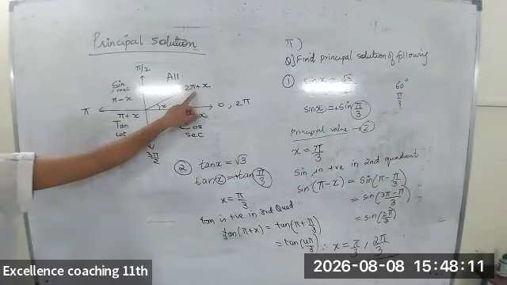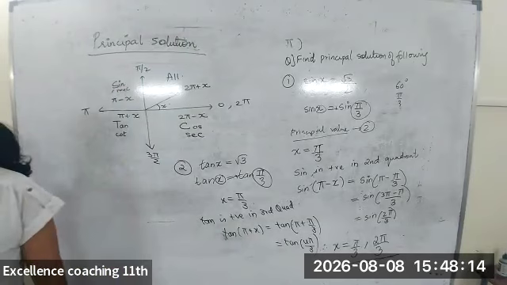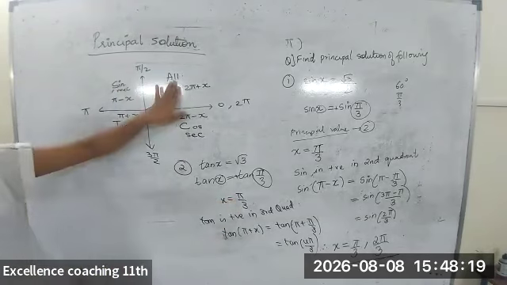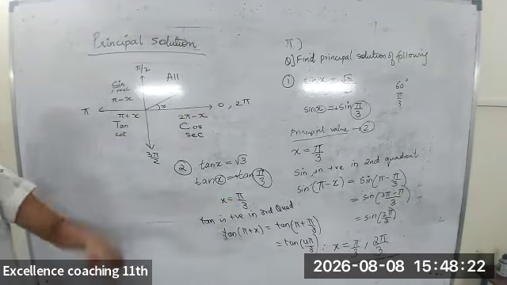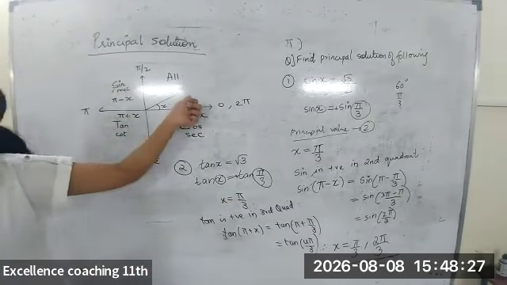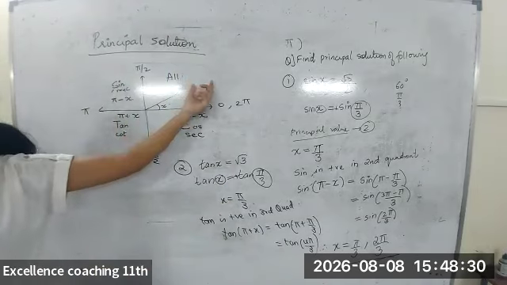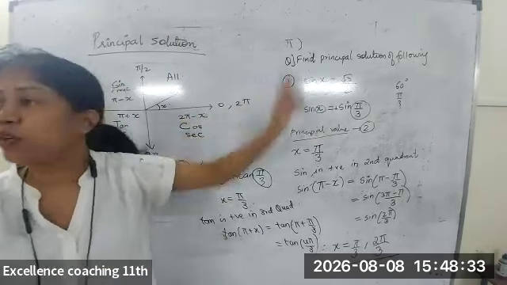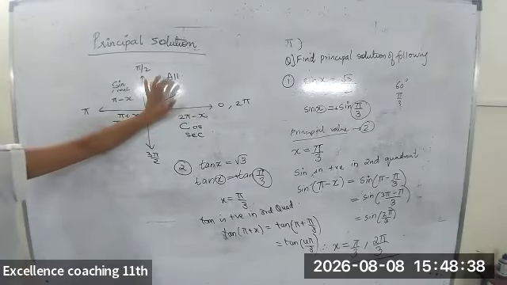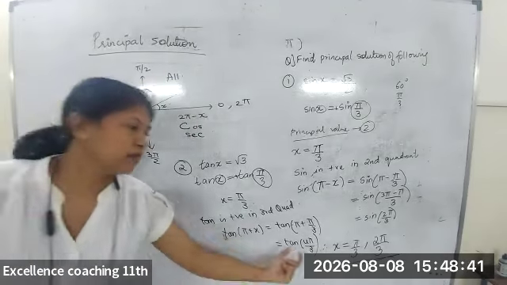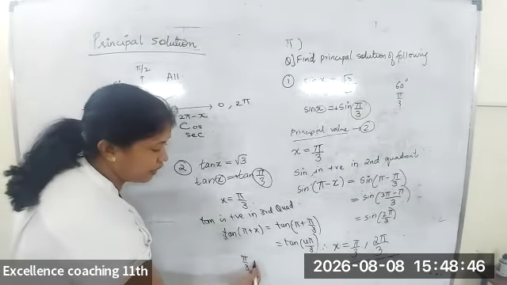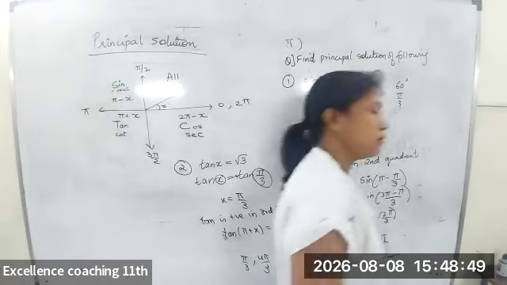If you add 2 pi plus x, it will go more than 360. You already got the first quadrant value. Anyway, this will not be required. You can cut it off because it has to lie between 0 and 360. The moment you add 2 pi, it is already 360. If you add one more pi by 3, it goes more than 360. So all your values have to lie between 0 and 360. You got the values pi by 3 and 4 pi by 3.